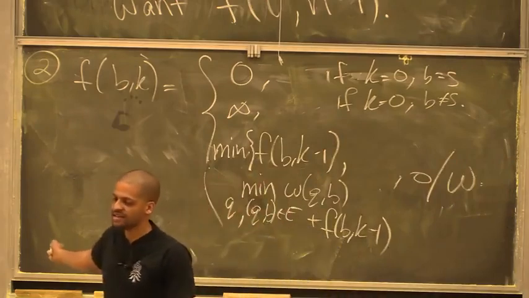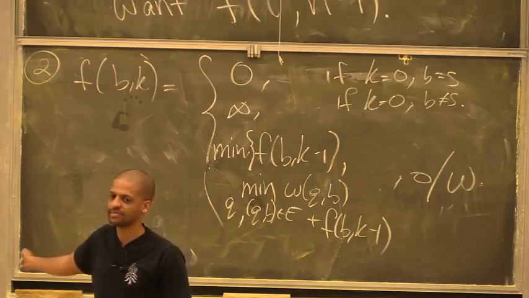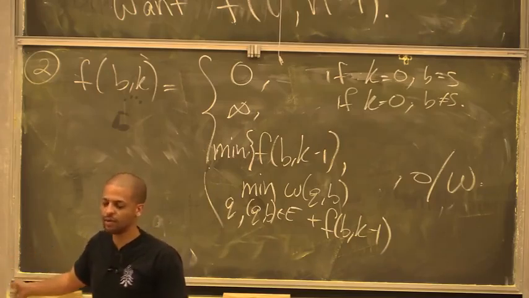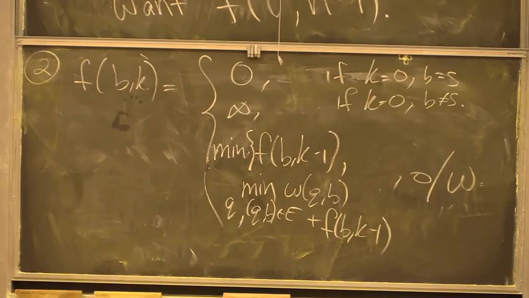This, by the way, is Bellman-Ford. Okay? If you were to implement this bottom up and then notice that bottom up you can save memory, you would basically arrive at Bellman-Ford.